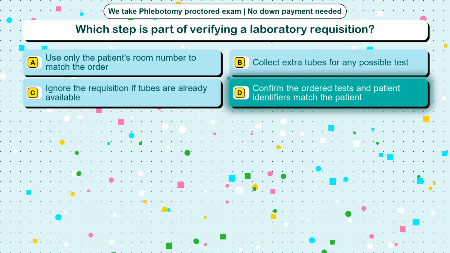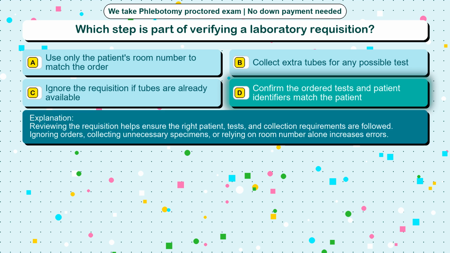Confirm the ordered tests and patient identifiers match the patient. Reviewing the requisition helps ensure the right patient, tests, and collection requirements are followed. Ignoring orders, collecting unnecessary specimens, or relying on room number alone increases errors.